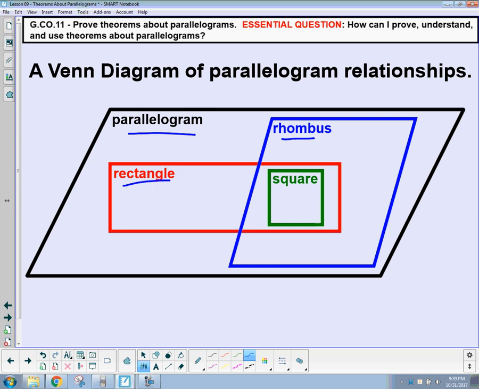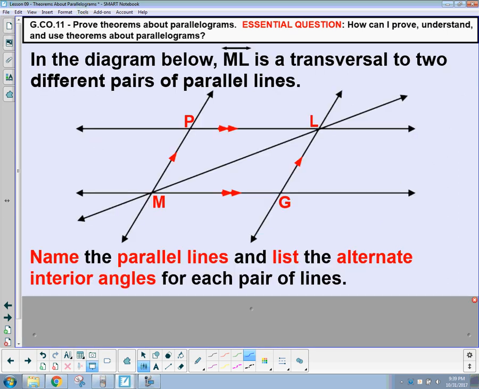Let's see. So, in the diagram below, ML is a transversal. I know I have a bunch of lines here, but we're looking at ML. This diagonal line is a transversal to 2 different pairs of parallel lines, as you can see with the red triangles. Name the parallel lines and list the alternate interior angles of each pair.